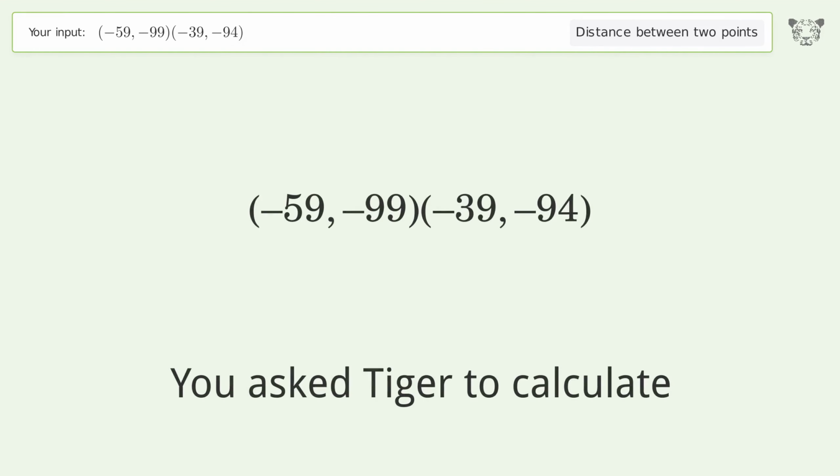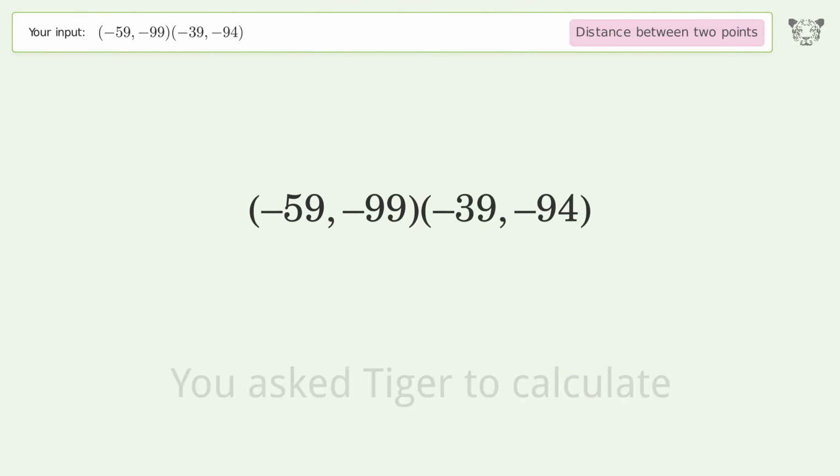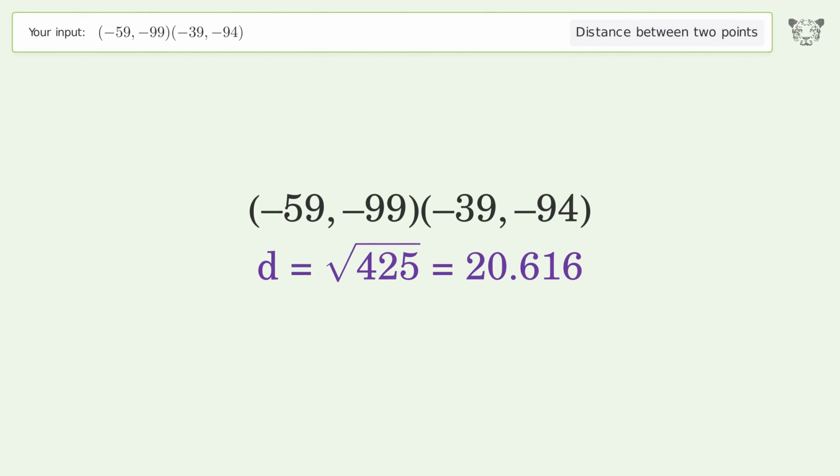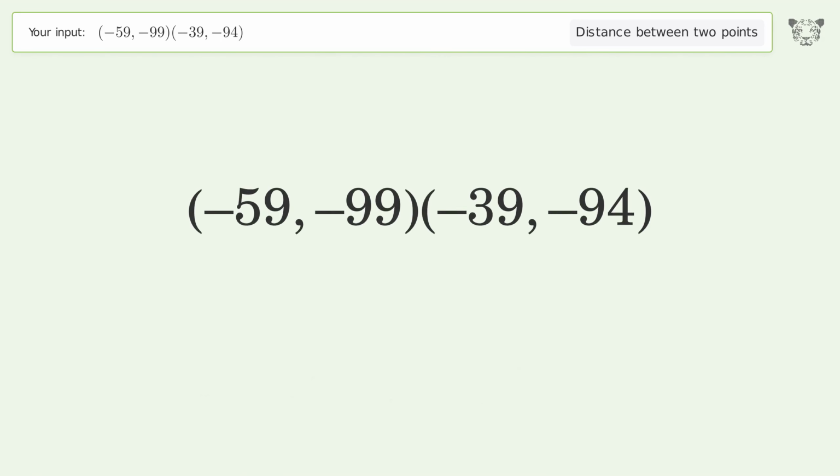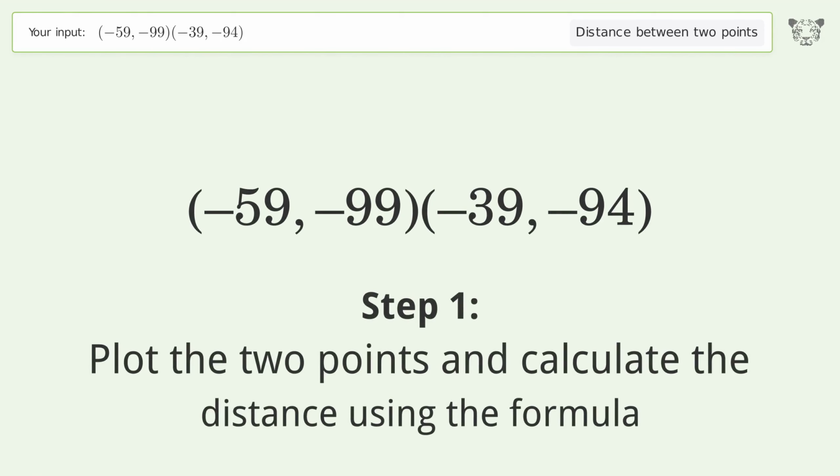You ask Tiger to calculate. This deals with the distance between 2 points. The distance between the 2 points is the square root of 425, or 20.616. Let's solve it step by step. Plot the 2 points and calculate the distance using the formula.